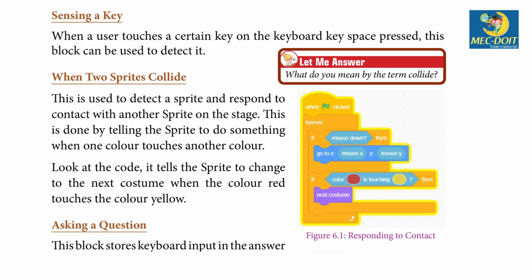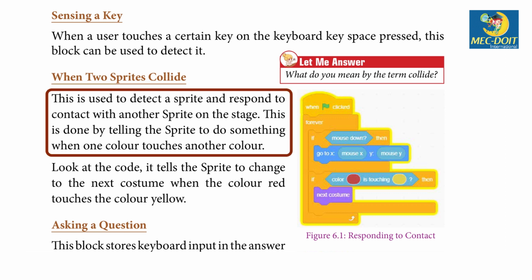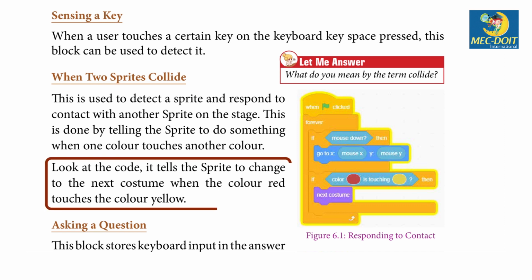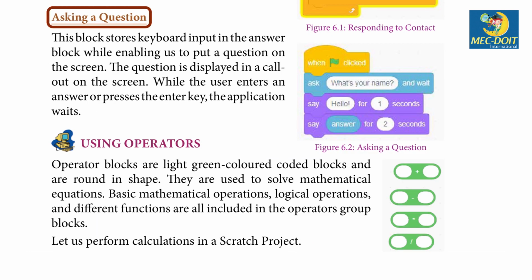Let me answer. What do you mean by the term collide? When two sprites collide, this is used to detect a sprite and respond to contact with another sprite on the stage. This is done by telling the sprite to do something when one color touches another color. Look at the code. It tells the sprite to change to the next costume when the color red touches the color yellow.